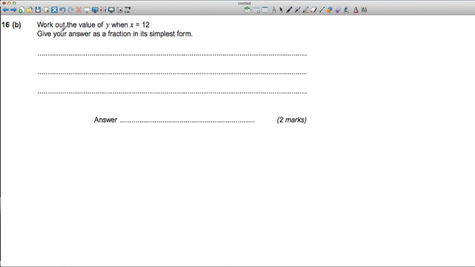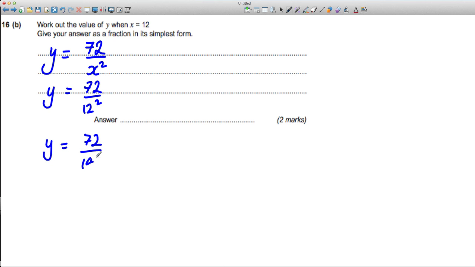Okay, part B, work out the value of y when x is 12. Give your answer as a fraction in its simplest form. We know that y is equal to 72 over x squared. And we want x to be 12 here, so y must be 72 over 12 squared. Y must be 72 over 144. If we divide top and bottom by 72, 72 goes into 72 once, 72 goes into 144 twice, so y must be a half, and that is it in its simplest form.